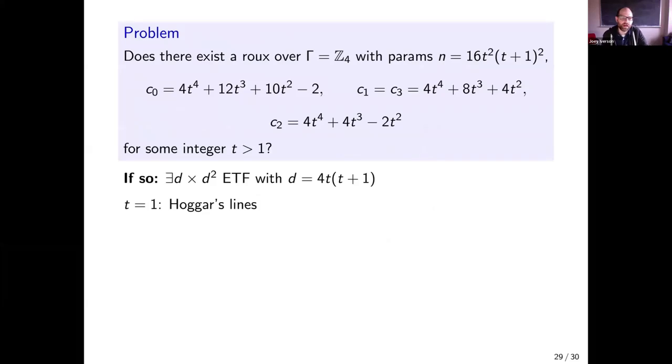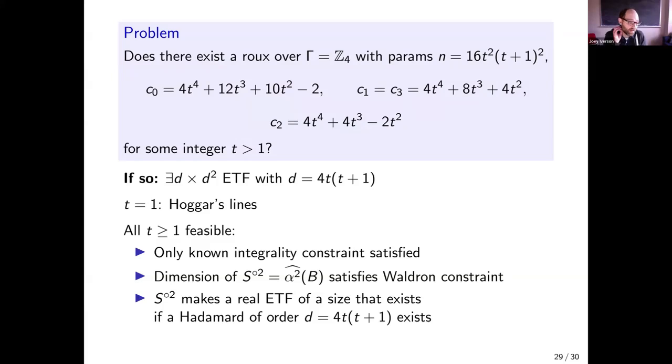But the problem I want to enunciate is about some feasible ρ parameters. Akin to the problem I told you before, where the answer was no: does there exist a ρ over Z4 with parameters like these particular values? You can look this up in our paper. I want this t to be an integer bigger than 1. If that happens, then you get a d² ETF. This will be the value of d in terms of t. The case t equals 1 is the slide that I skipped. It's something called Hoggar's lines, but it actually works in that case. And all of the t greater than or equal to 1, as far as we can tell, are feasible.